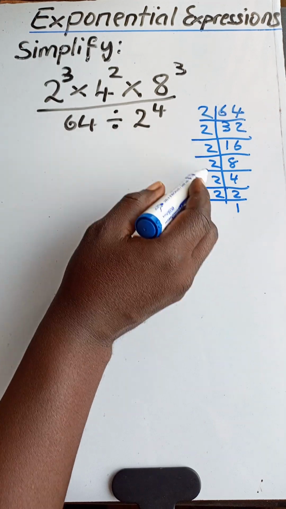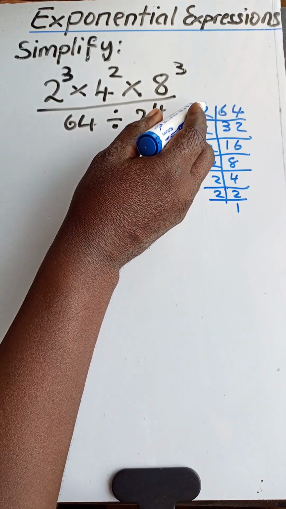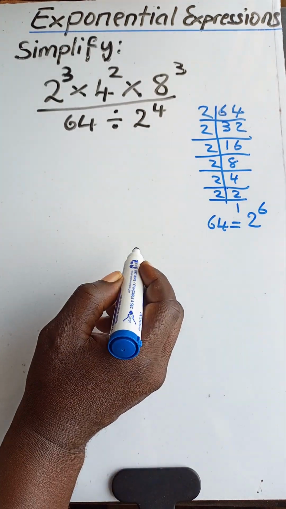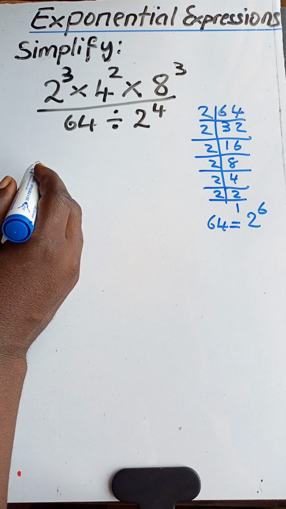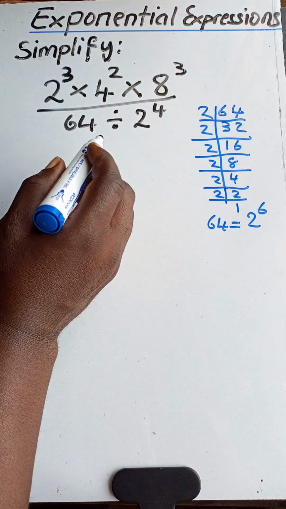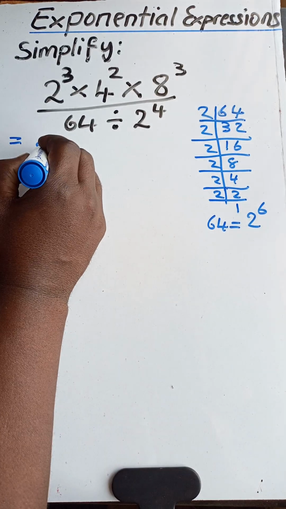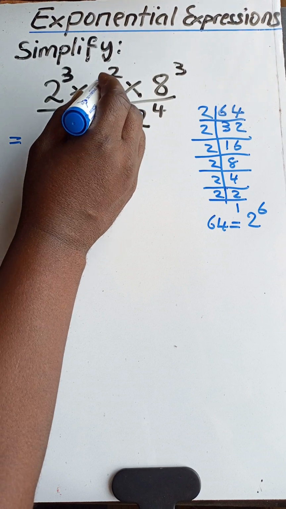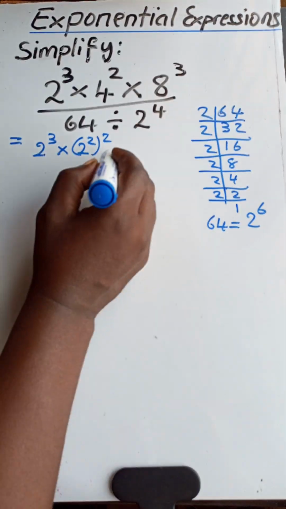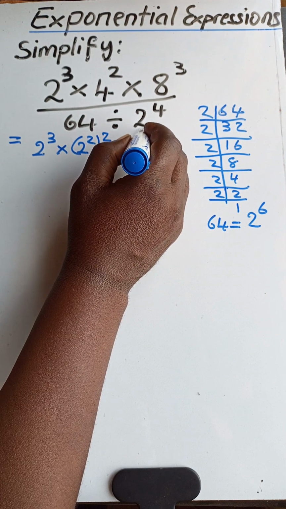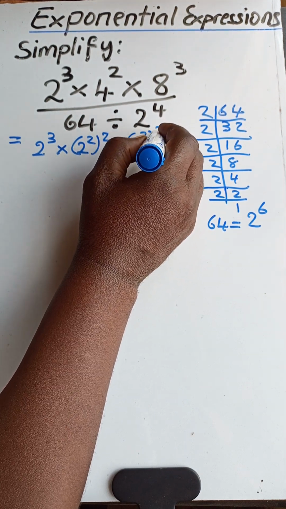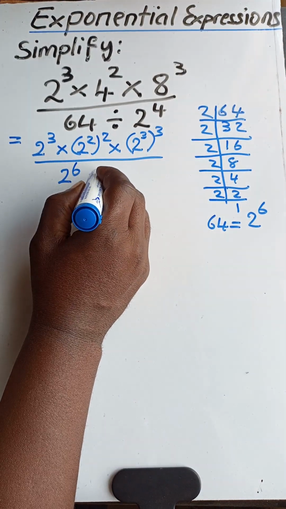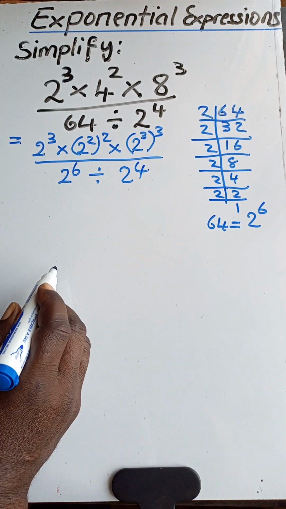At this point, we count the number of 2s this way. We have 1, 2, 3, 4, 5, 6. It therefore means that 64 is 2 to the power 6. So we rewrite this expression in terms of index numbers whose base is 2. So we have 2 to the power 3 times 2 to the power 2, which is 4. But 4 was raised to the power 2. We write it as such. Times 8 is 2 to the power 3. But that 8 was raised to the power 3. All over 64, we found it is 2 to the power 6 divided by 2 to the power 4.